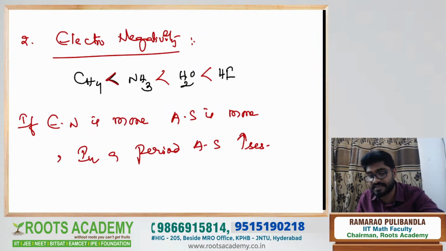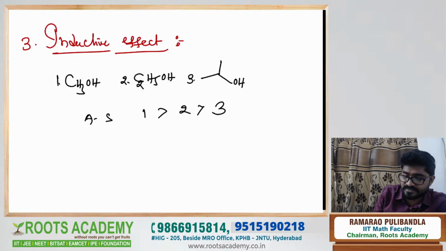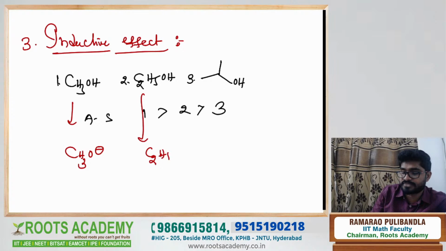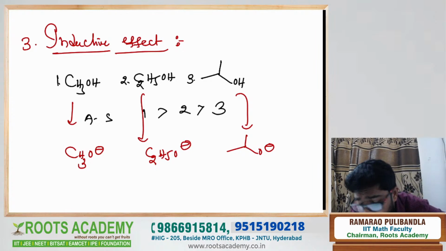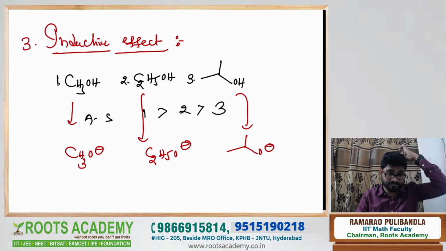Now, in the same way, you check the conjugate base. After removal of this one, what is the conjugate base? CH3O minus. After removal of this one, what is the conjugate base? C2H5O minus. After removal of the proton, this is the conjugate base. Now you decide which is more stable, first one or second one or third one. Yes, guys, tell me which is more stable.